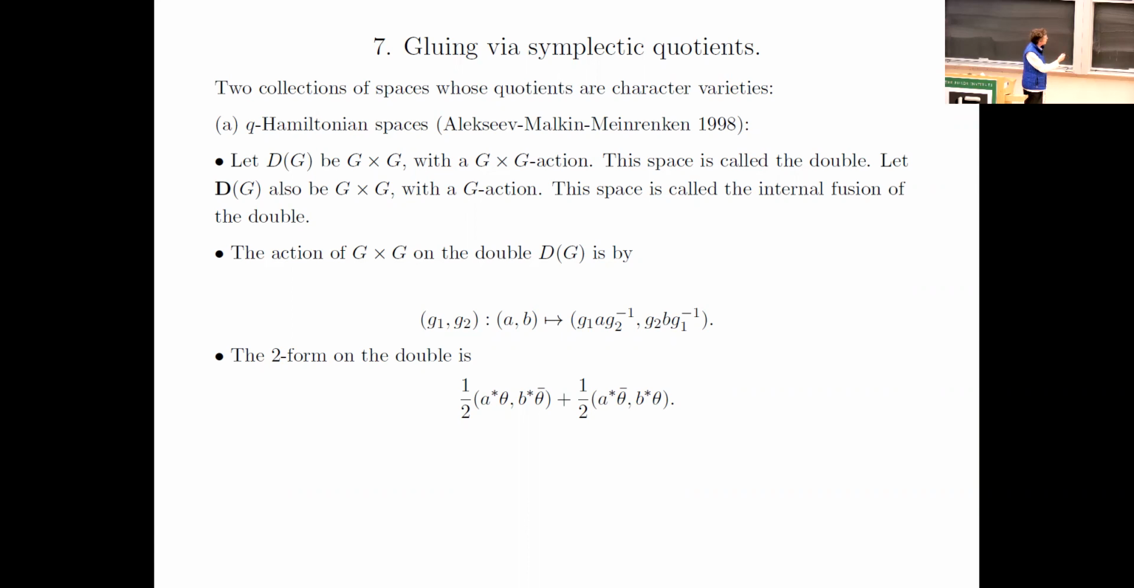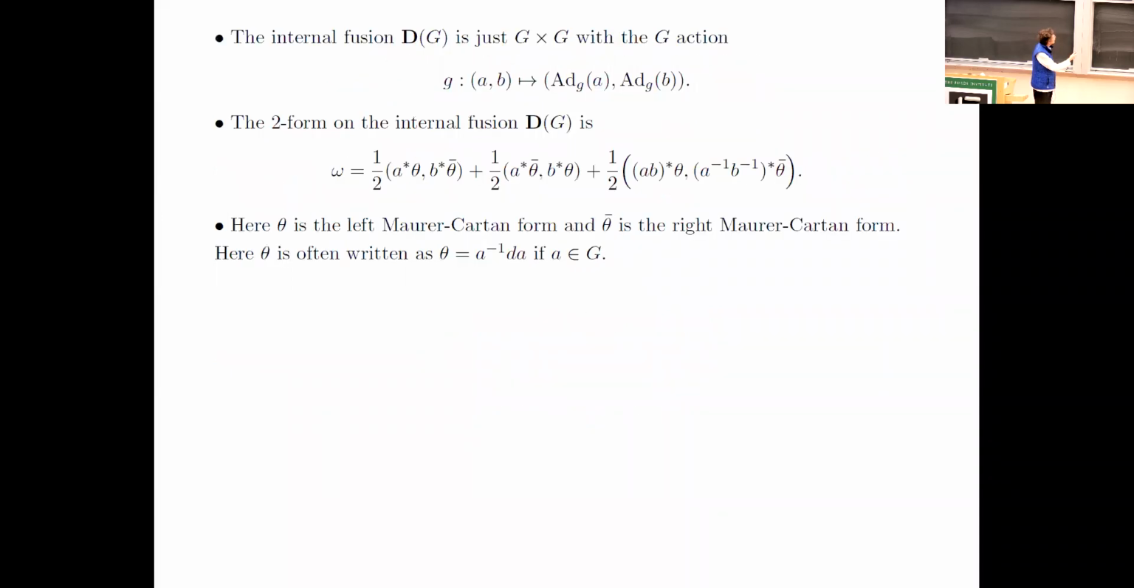And the two form on the double is, so here we're using A and B to be points in G cross G, and theta is the Maurer-Cartan form. If you were using A as your coordinate on G, then theta would be written as A inverse dA. For the internal fusion, you only have one action, which is the adjoint action, and the two form looks like this, starting with the Maurer-Cartan form.